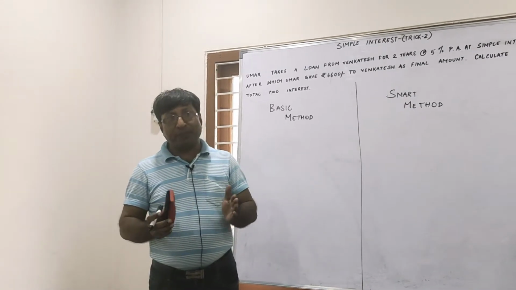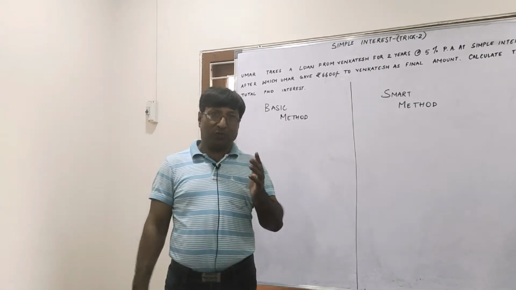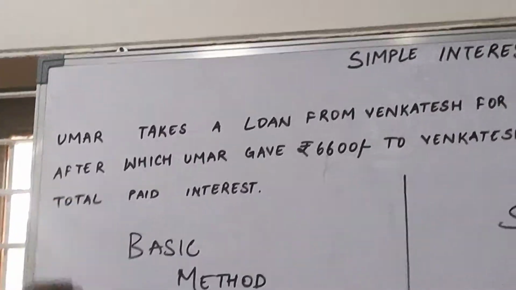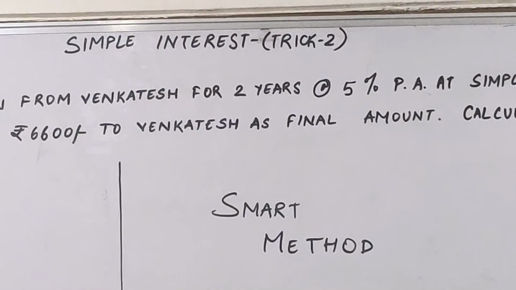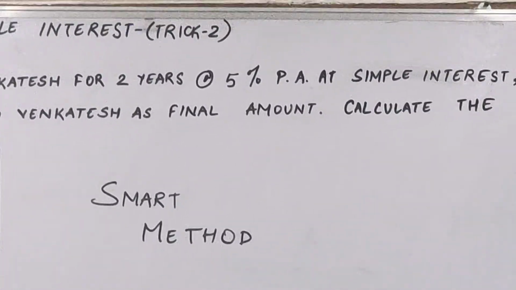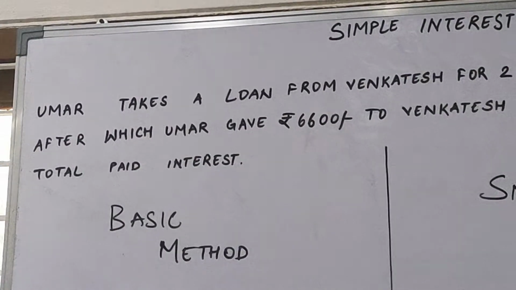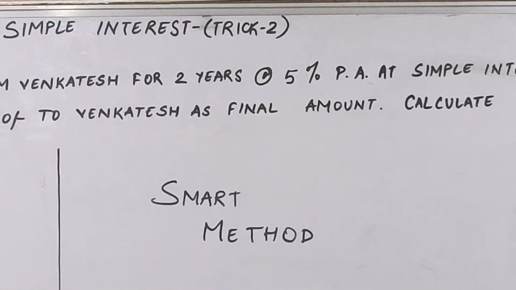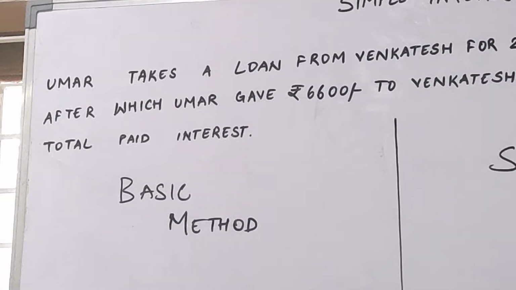Today I am explaining an important technique of profit and loss, technique number 2. Just see the question. Umar takes a loan from Venkatesh for 2 years at 5% per annum at simple interest, after which Umar gave rupees 6,600 to Venkatesh as the final settlement. Then calculate the total paid interest.